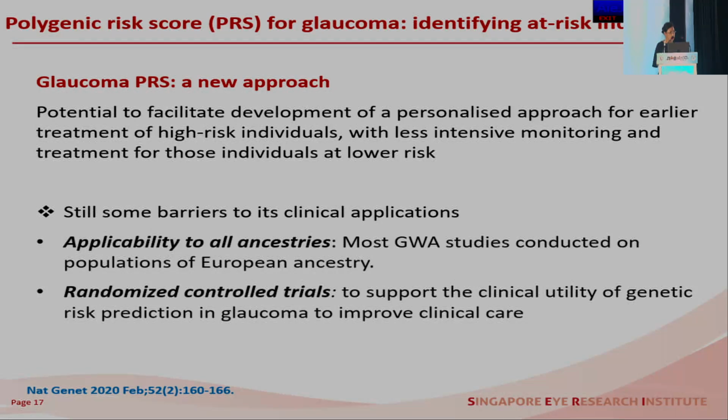So the glaucoma polygenic risk score is a new approach which can potentially facilitate development of personalized management by identifying those patients who are at increased risk. However, we know that most of the GWAS studies were performed in patients of Caucasian ancestry. Therefore, the applicability to other, non-European ancestries is still being evaluated.